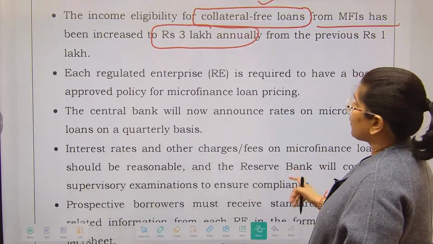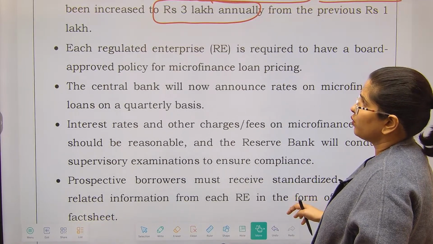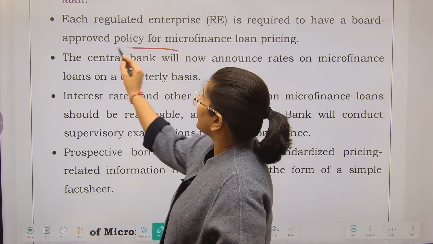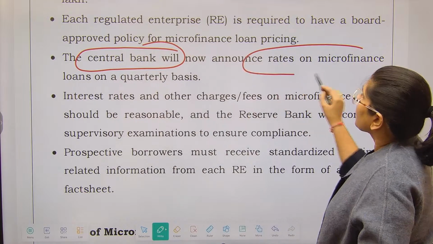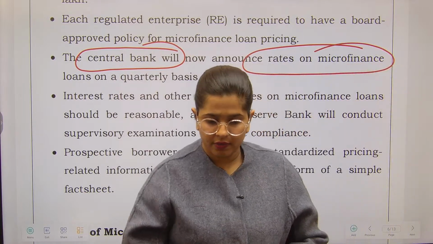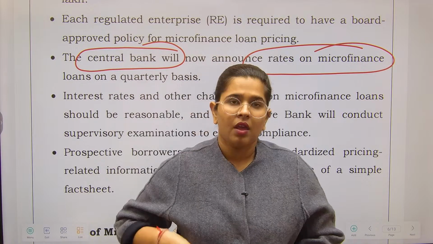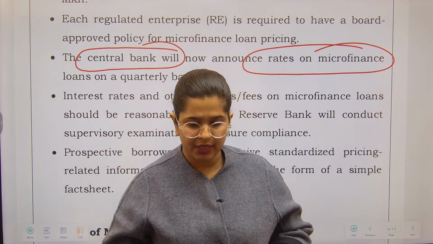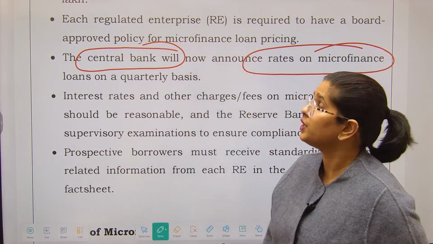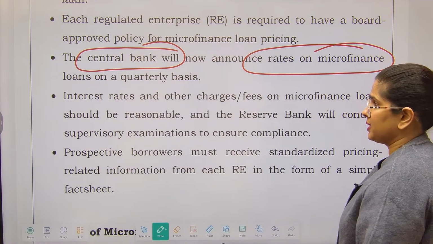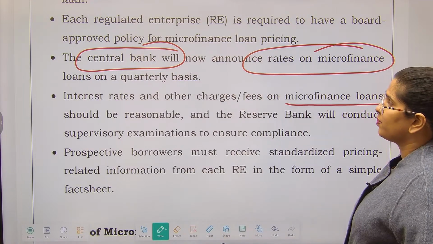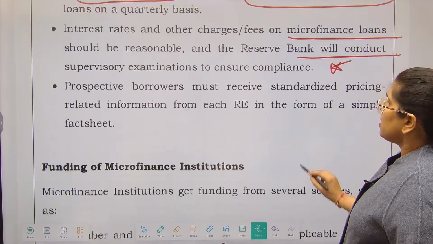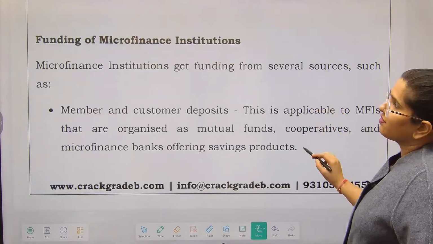Each regulated enterprise is required to have a board approved policy for microfinance loan pricing, and the central bank will now announce the rates on microfinance loans on a quarterly basis. Why is it being done? Because there were so many complaints about the very high pricing of rates on microfinance related loans. So for that matter, it has been decided that the central bank, that is RBI, is going to announce the rates on the loans on a quarterly basis. Interest rates, other charges, fees and loans should be reasonable, and the RBI will conduct supervisory examinations to ensure compliance, right?